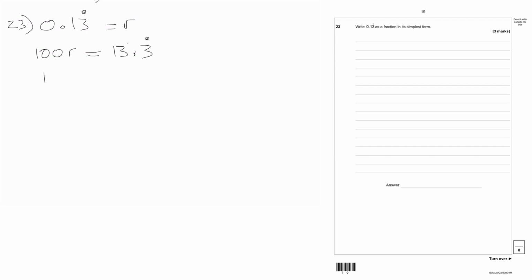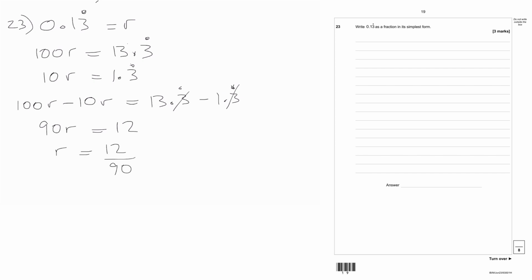And I'm going to say that 10r is equal to 1.3 reoccurring. Now what I'm going to say is 100r minus 10r is equal to 13.3 reoccurring minus 1.3 reoccurring. Well, 100r minus 10r is 90r, and 13.3 reoccurring minus 1.3 reoccurring, well, the 3 reoccurrings we can just cancel off, so it becomes 13 minus 1, which is 12, and therefore r is equal to 12 over 90.